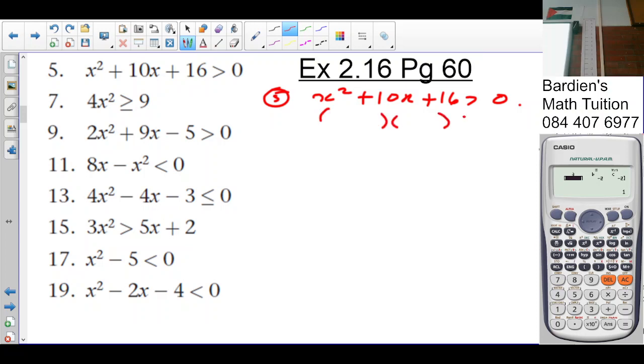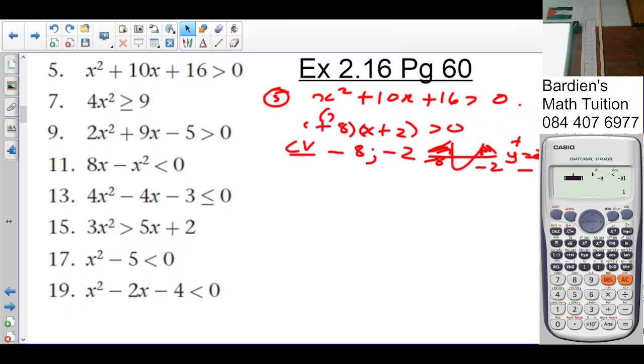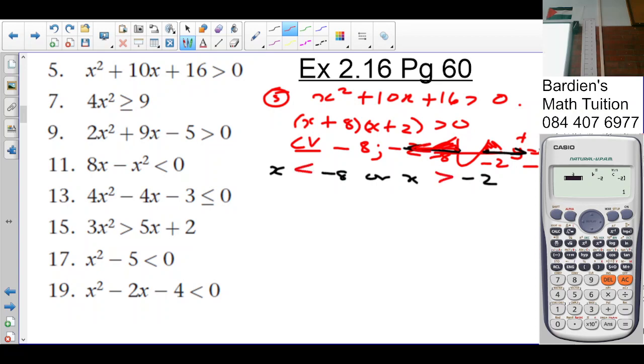Right. Look at this: it factorizes into x and x, 8 and 2, plus and plus. So my critical values here are negative 8 and negative 2. We go negative 8, negative 2. It has to be more than 0, so it's above the line. Not so, y is equal to 0, that's more than, of course, that is less than on that side. So is that a continuous or a broken solution? The broken solution. So we have x and negative 8 or x and negative 2. So this says that it must be more than 0. So in that direction, x is less than negative 8. In that direction, x is more than negative 2.